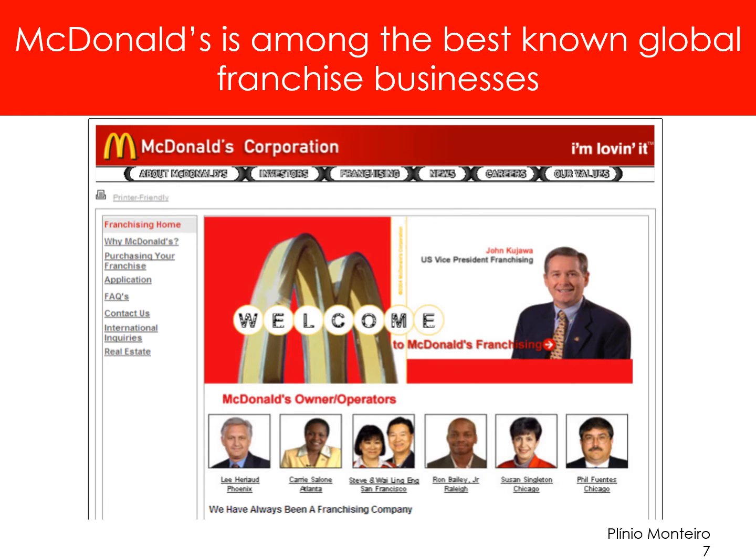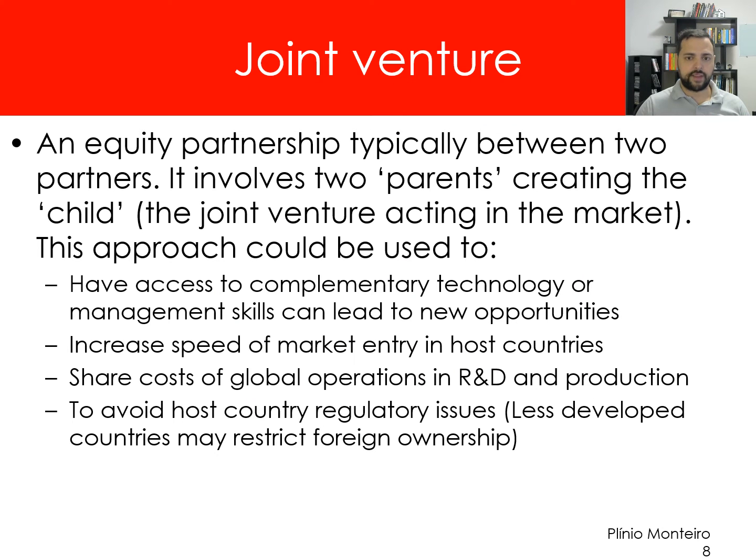Many different companies in the restaurant and the food sector use franchising as a way to operate abroad. We can name McDonald's, we can name Subway, and many other chains of restaurants that use this approach to be a global company. The joint venture is another intermediate entry mode.